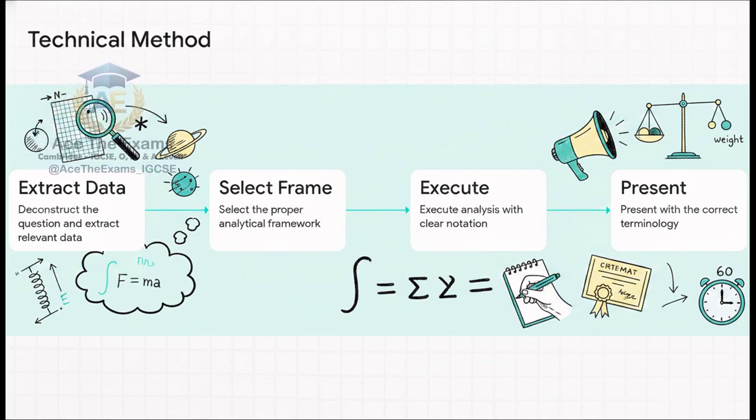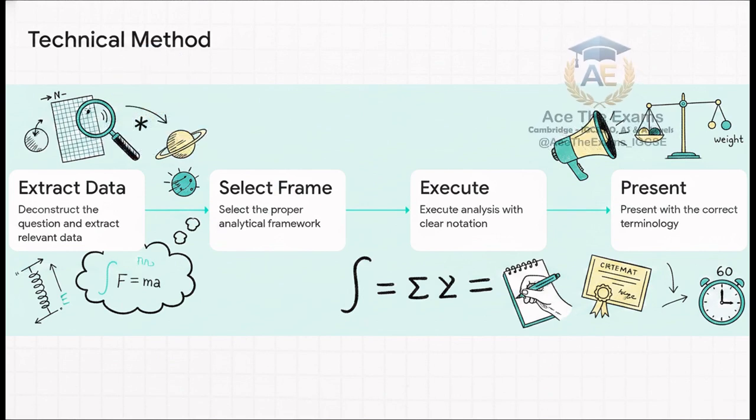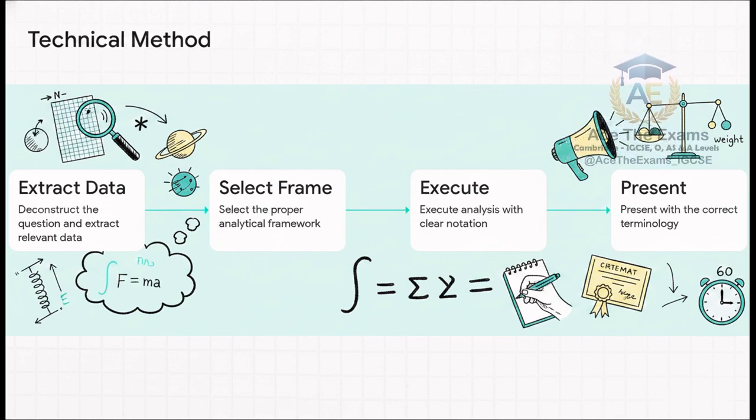First up, you have to extract the relevant data from the scenario. Don't just skim it like our friend Sam does, pull out the exact numbers you need. Second, you select your analytical framework. This means you actively decide which physics principles or formulas you actually need for this specific question. Third, and this is where so many students drop the ball, execute with clear notation. Write out the formula, show the substitution of the numbers, and display your rearrangement clearly on the page. Finally, step 4, present your answer with the absolute correct terminology.